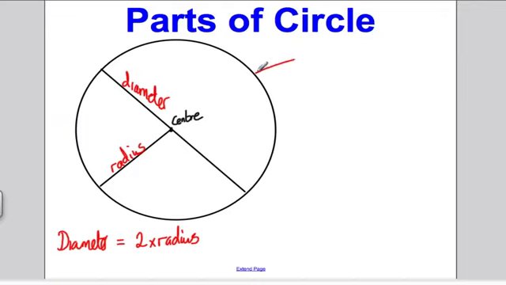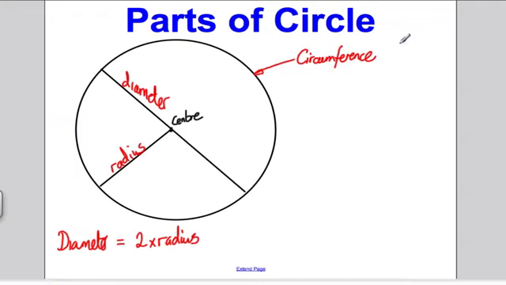The distance around a circle, well, the distance around any shape is usually the perimeter, but a circle's got its special name for its perimeter, and it's called the circumference. So that's the whole distance around the outside of a circle.